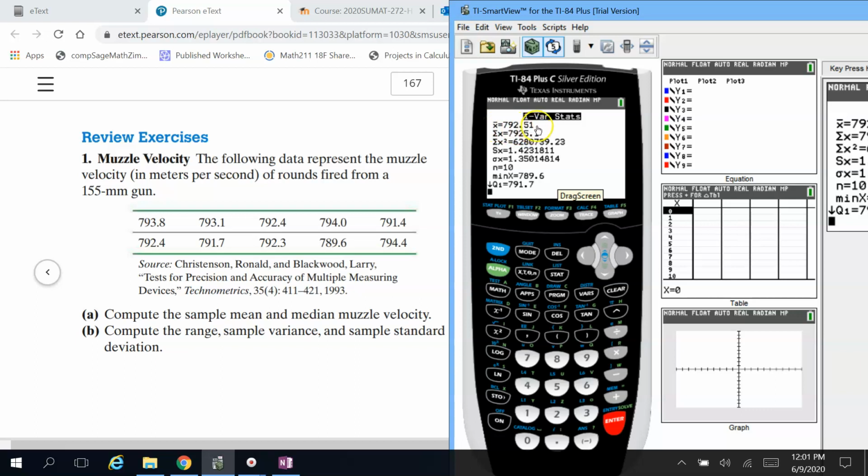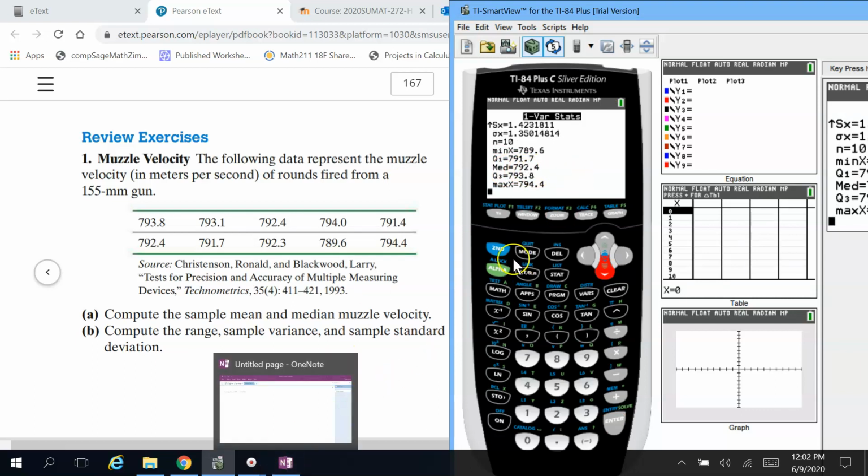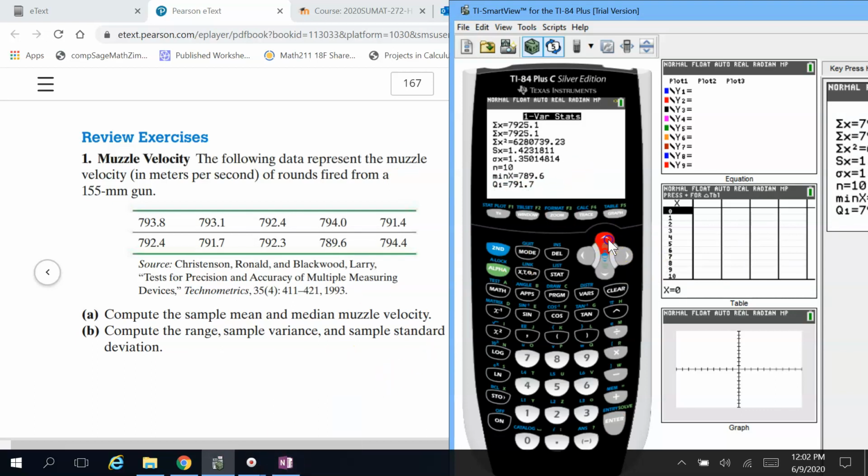Another important thing is rounding. You always want to round your mean to one extra decimal point. If we all have the tenths place here, we're going to round this to the hundredths place. Now it's already in the hundredths place, so that is going to be our sample mean there, the 792.51. And then the median we get just by arrowing down a little bit. So here our median, 792.4. And that's it. So that's going to be our two answers there. The mean, which was the 792.51, and then the median, the 792.4.